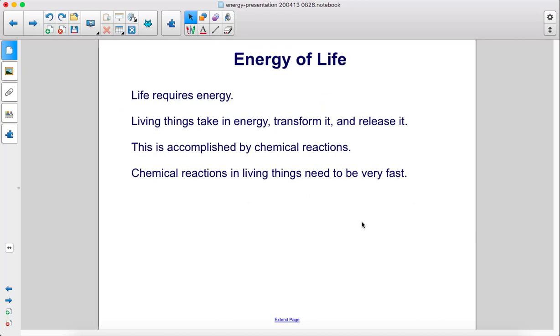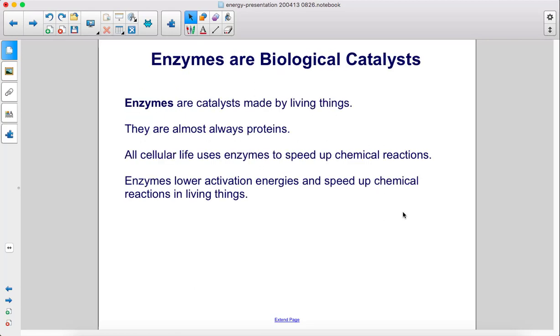Life requires energy. Living things take in energy, transform it, and release it. This is accomplished by chemical reactions. Chemical reactions in living things need to be very fast. Enzymes are catalysts made by living things. They are almost always proteins. All cellular life uses enzymes to speed up chemical reactions. Enzymes lower activation energies and speed up chemical reactions in living things.